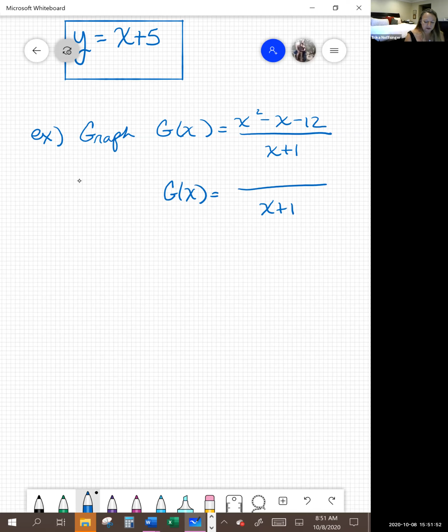So two numbers that multiply to negative 12 and add to negative 1. So x minus 4 times x plus 3. Okay, so they don't have any common factors in the numerator and denominator, so we have a vertical asymptote at x equals the value that sets this 0, so negative 1.